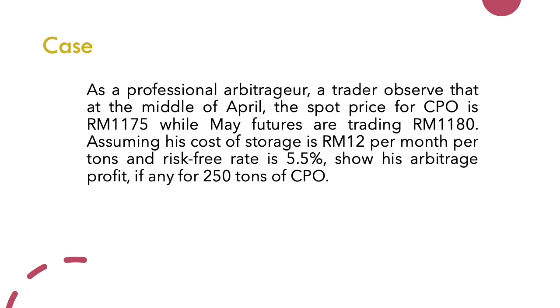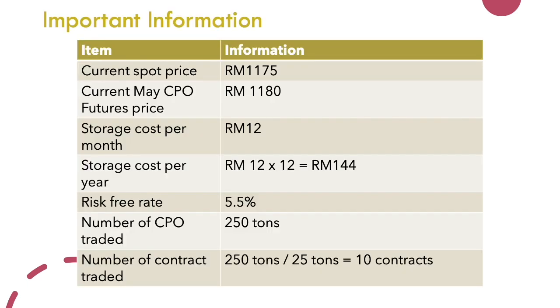Then you also need to calculate T, which is days to maturity of futures contract. So in this example, we start arbitrage in April and you plan to use May FCPO. Therefore, the arbitrager plan to close in May. So your start month is April, close month is May. So April to May, we have 2 months, 2 months times 30 days, so you get 60 days.